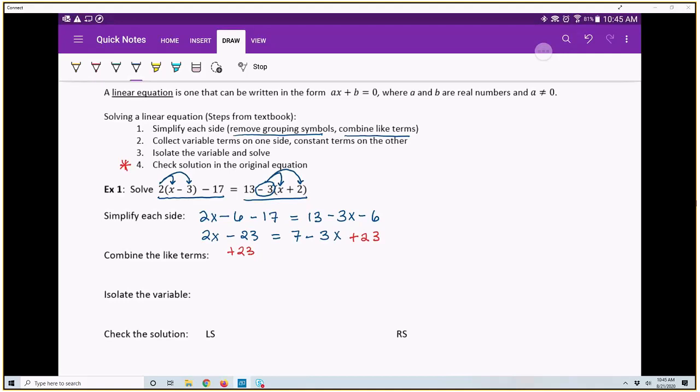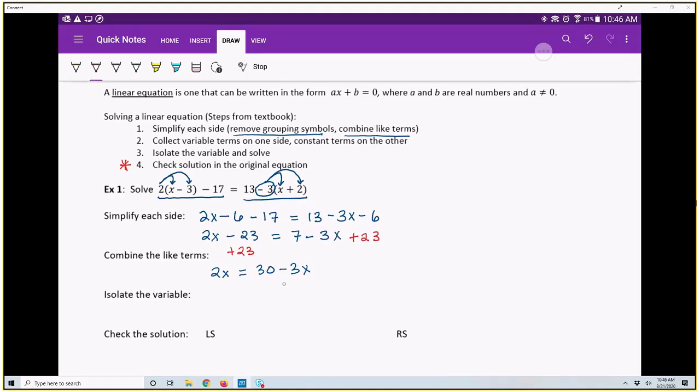So this will become 2x. And I could write plus 0, but that's not necessary because plus 0 doesn't change anything. So 2x is equal to, on the right side I have 7 plus 23 is 30 minus 3x. But I've still got a little bit of work to do because I want to get this variable term minus 3x over to the other side.